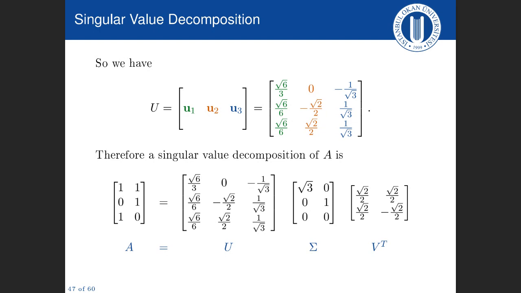Sigma must be the same size as A. A is a 3 by 2 matrix, so sigma must be a 3 by 2 matrix. We have our diagonal matrix where the entries on the main diagonal are the singular values, so that's root 3 and 1. And then we finish it off just by writing some zeros everywhere else. And then that's it. That's the end of that example. Let's do another one.